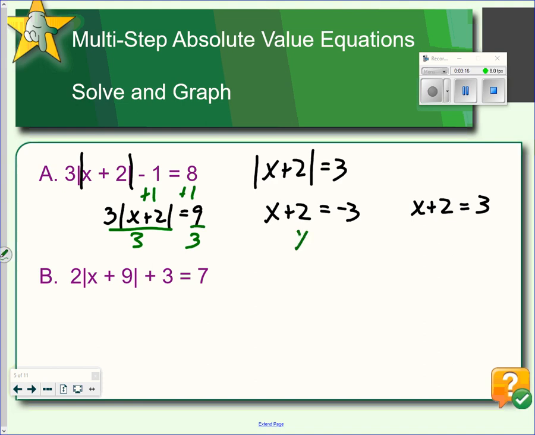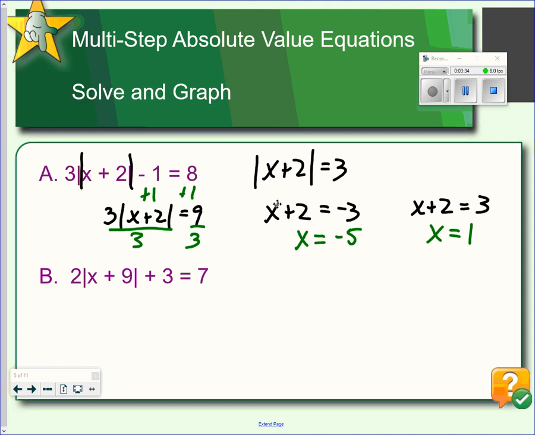So we would subtract 2 and get negative 5. And subtract 2 and we would get positive 1. And then we would need to check these answers and make sure they work. I'm not going to write that all out, but you could check it and it will work.